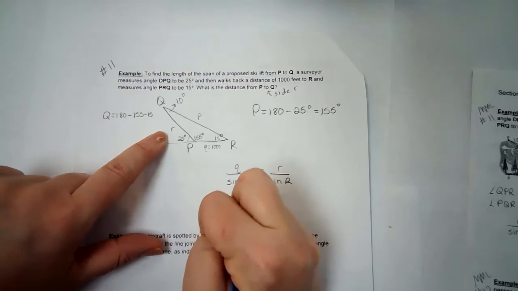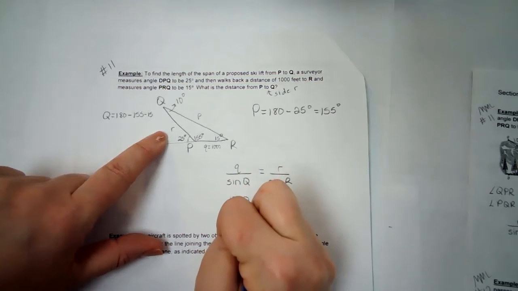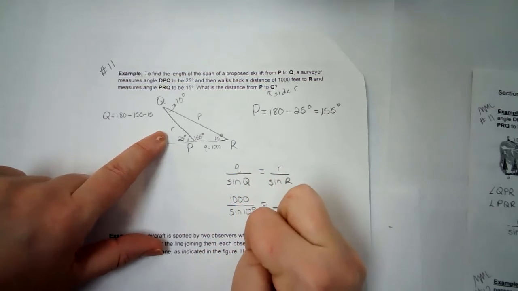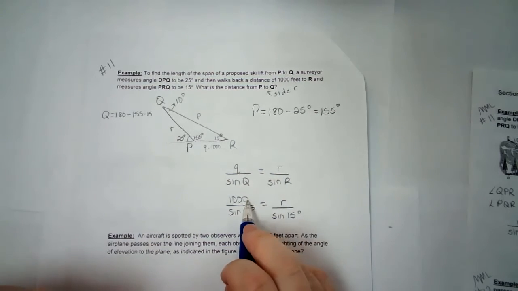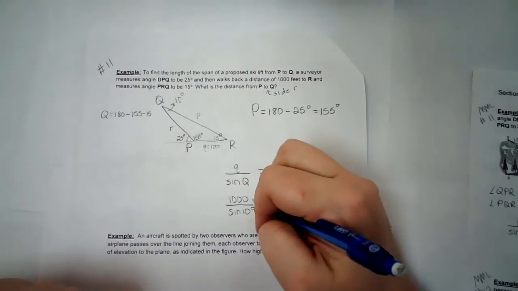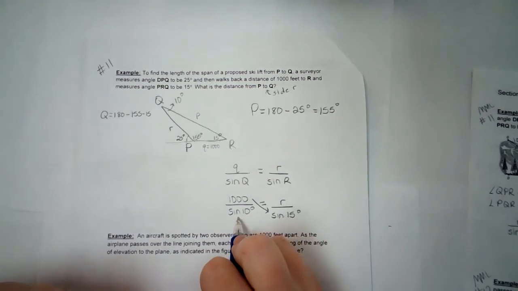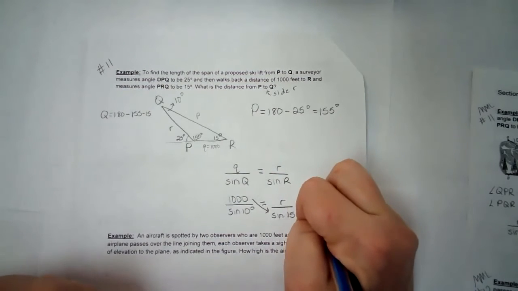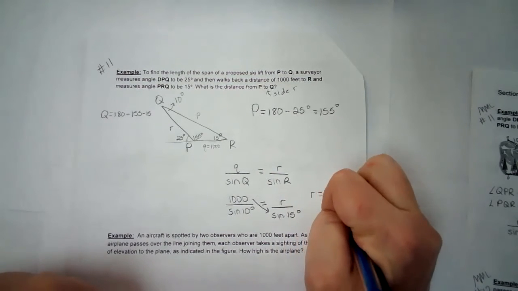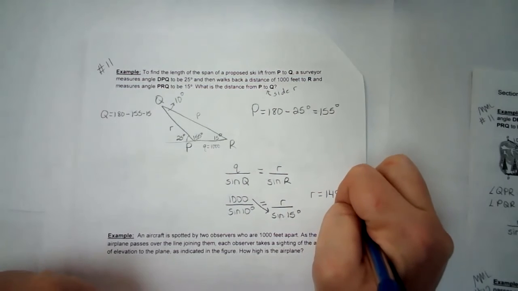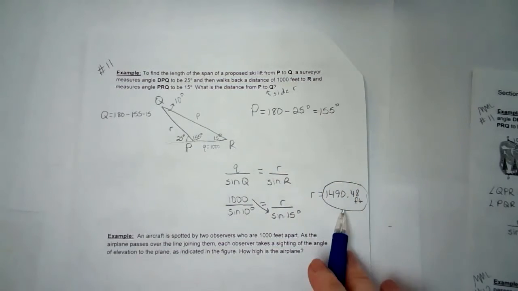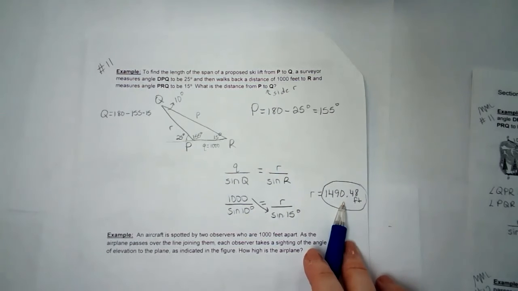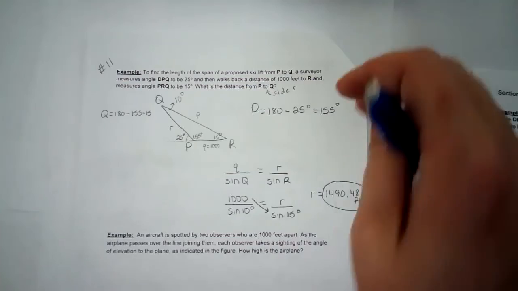So I'm going to have 1,000 over sine of 10 degrees equals R over the sine of 15 degrees. I'm going to multiply these together, then divide by sine of 10 degrees. And my R is going to be 1,490.48 feet. And that is P to Q. We just happen to call it R in our triangle. Okay, all right, easy enough.